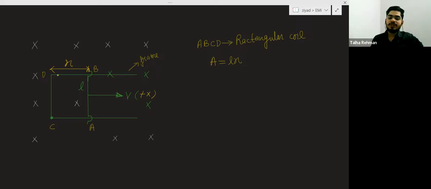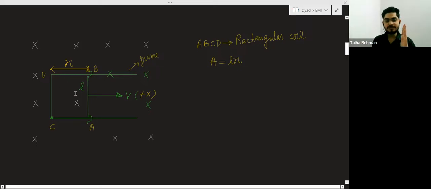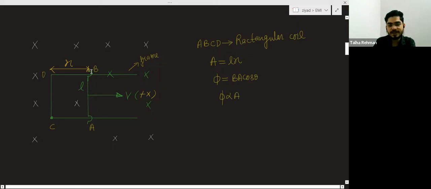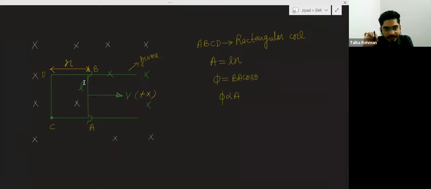Now how will EMF be induced in this wire? When this wire moves in this direction, the area of the coil will increase, and we know that the flux is given by BA cos theta. Theta will be 0 degrees here and the magnetic field is constant, so the magnetic flux is directly proportional to area. Here the area is increasing, so the magnetic flux will also increase.